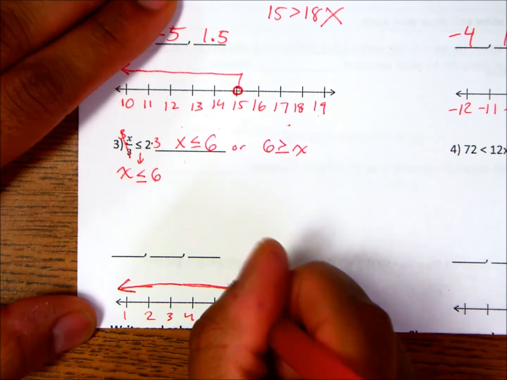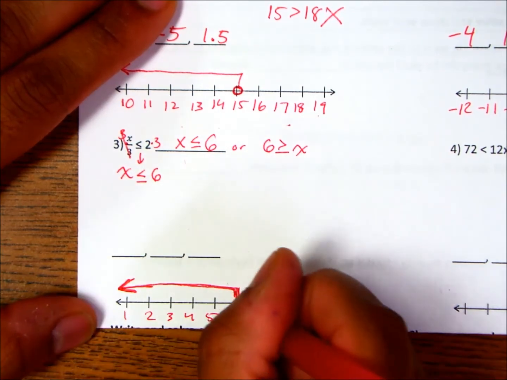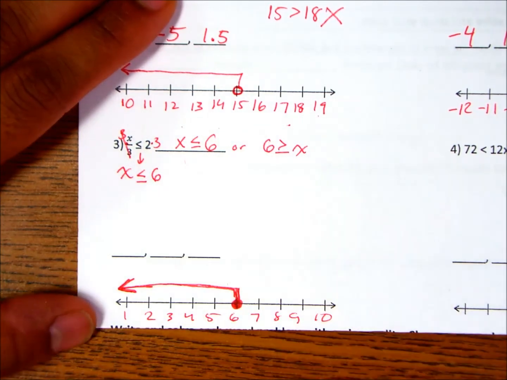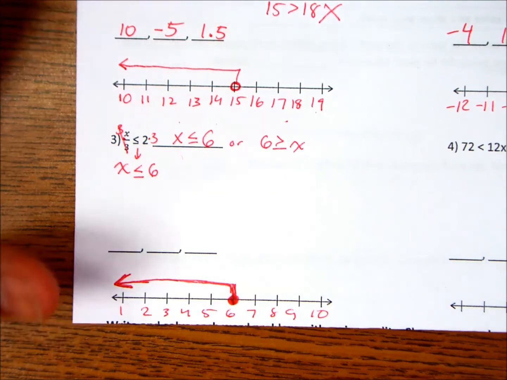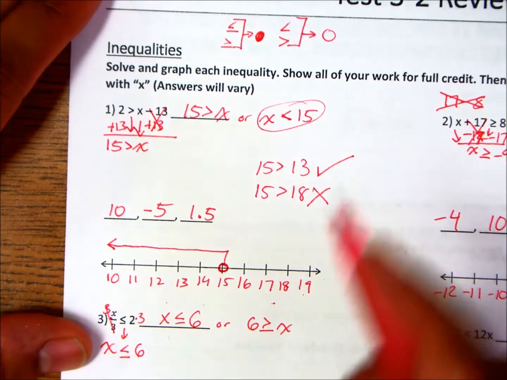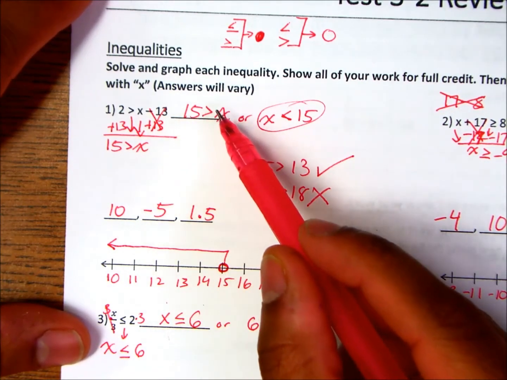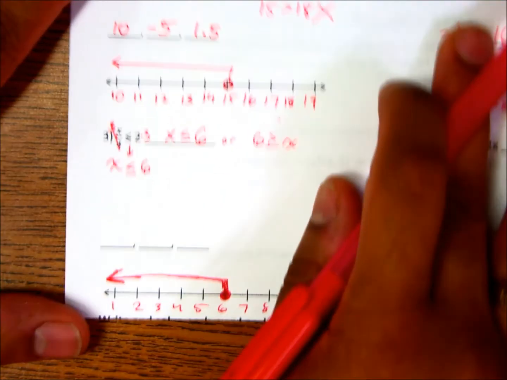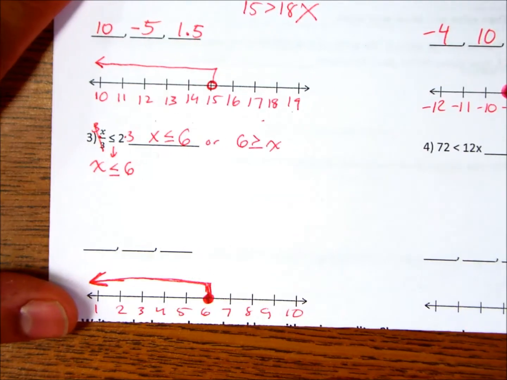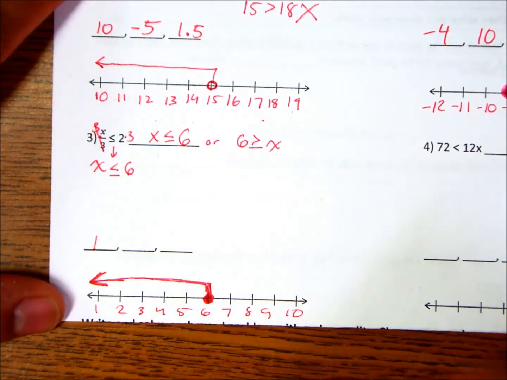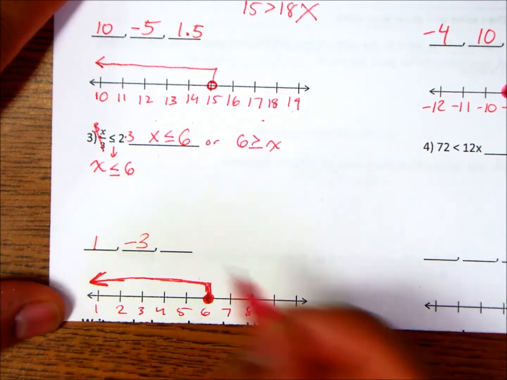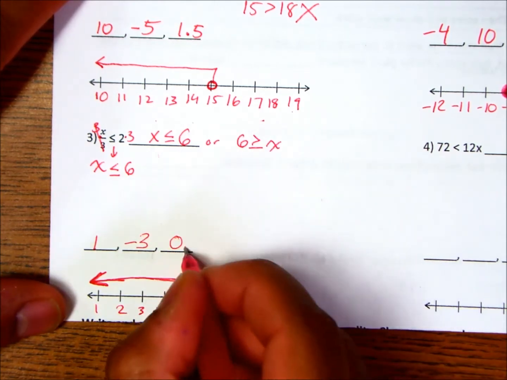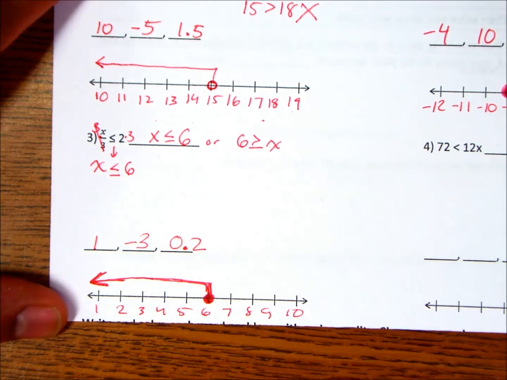Do not just follow the arrow. Do not just say, oh, because it's pointing in the left direction, I shade to the left. That's not always true. For example, on this one, when it is pointing to this direction, I'm not shading that direction. It changes. So don't just go by the direction that it looks like. Possible solutions, you could do 1, you could do negative 3, or even 0.2. There are a lot of other answers as well.